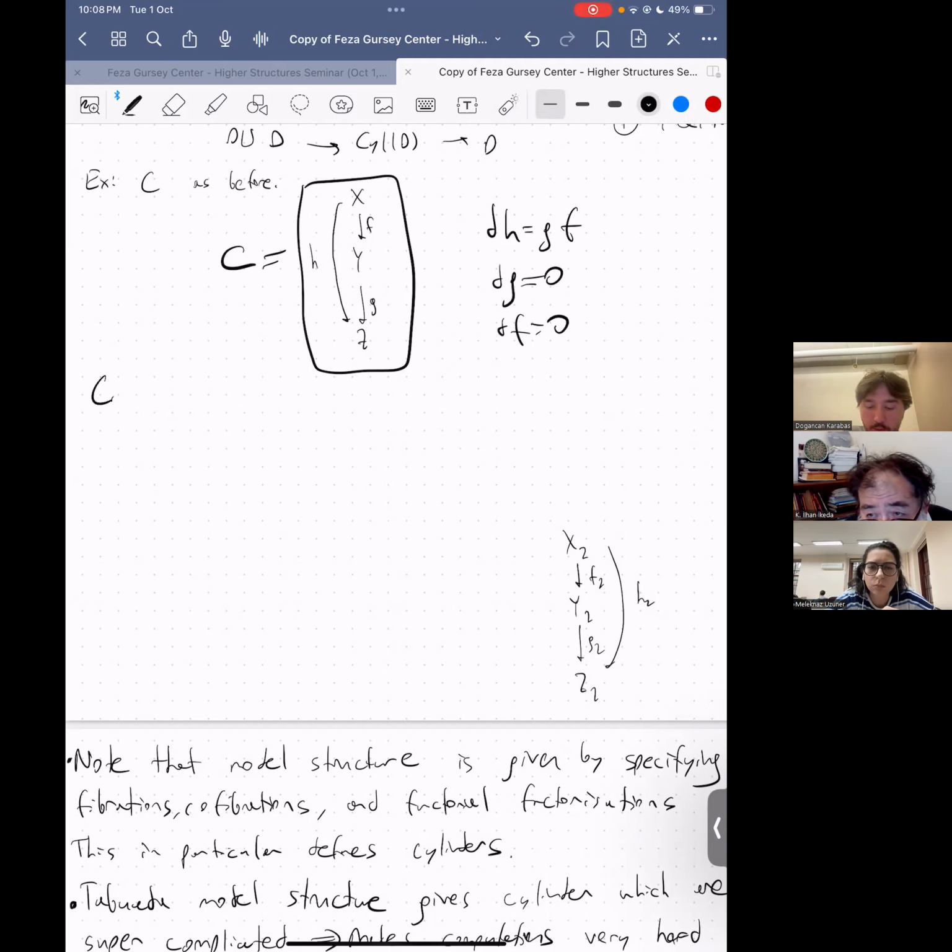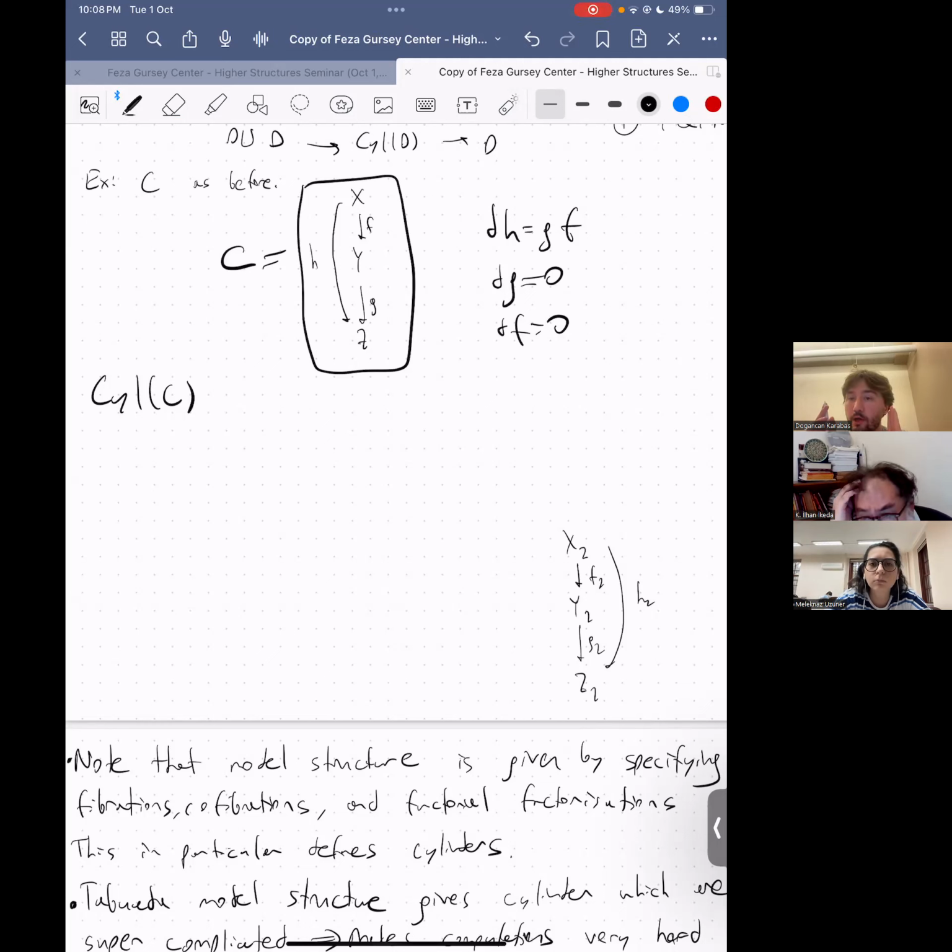So let's say you want to make a cylinder of C. Think like topology. How do you make a cylinder normally? Take a circle, and you can take a circle times a line. You can also do it like this: first, you put one circle at one end, one circle at the other end, then fill in between. You do exactly the same thing here.